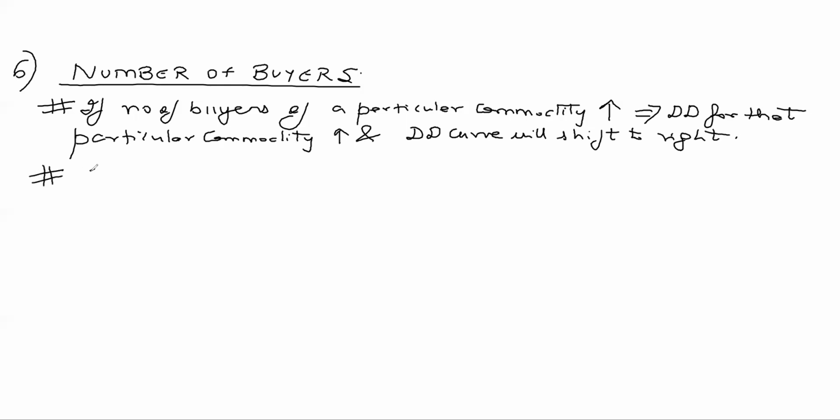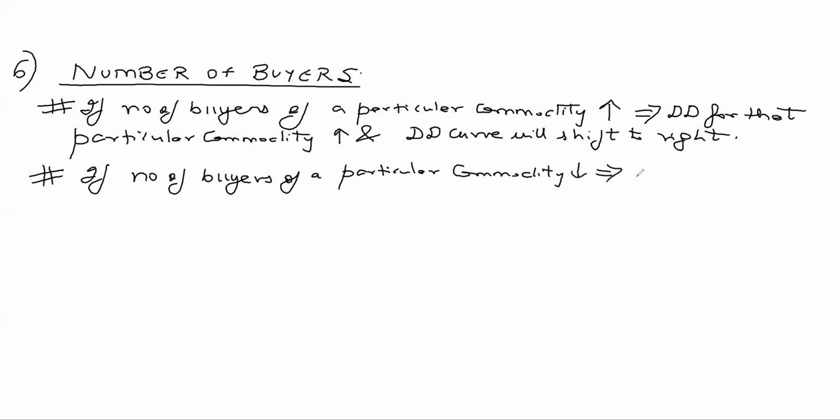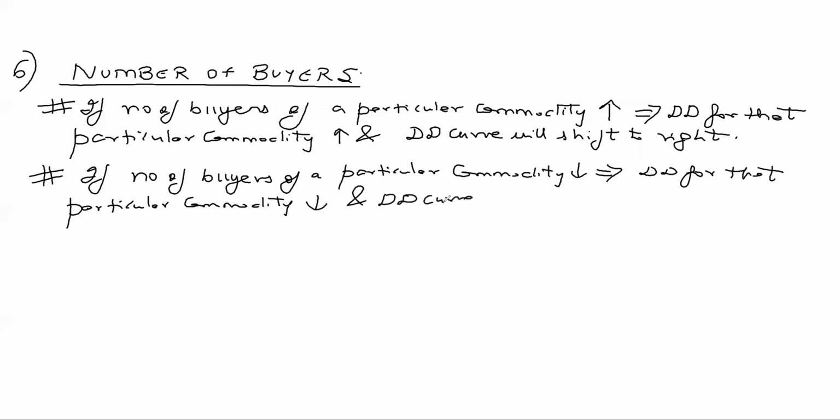And exactly the opposite will happen if the number of buyers of a particular commodity fall, demand for that particular commodity will fall, and the demand curve will shift to the left.